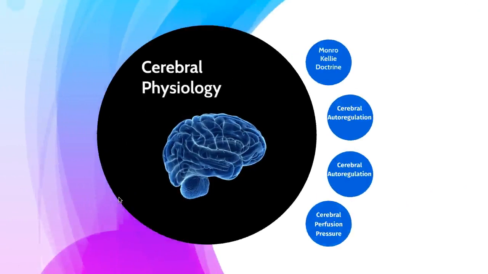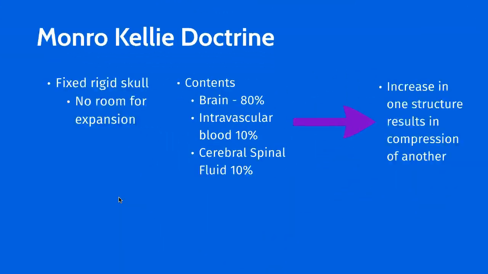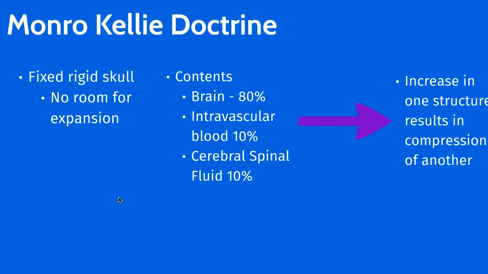So let's move into cerebral physiology. First, we'll start with the Monro-Kellie doctrine. This describes that the skull is a fixed, rigid structure and that there is no room for expansion of any of its contents. Its contents include the brain parenchyma itself, intravascular blood, and cerebral spinal fluid. The brain makes up 80% of the space, while the intravascular blood makes up about 10% and the cerebral spinal fluid makes up about 10%. Ultimately, if there's an increase in one of these structures, the other 2 structures will suffer or be compressed.